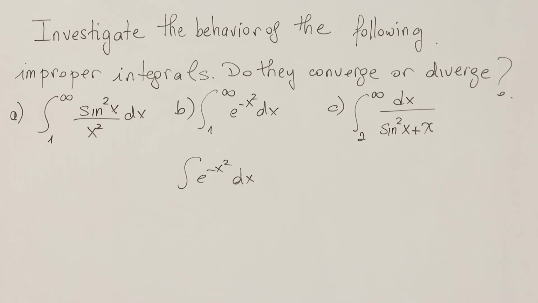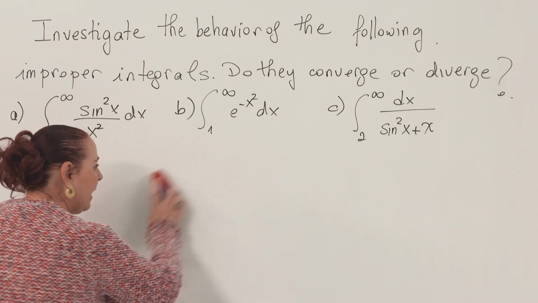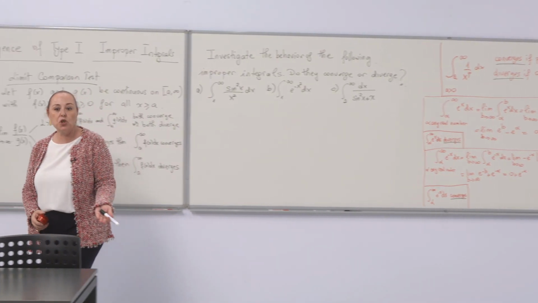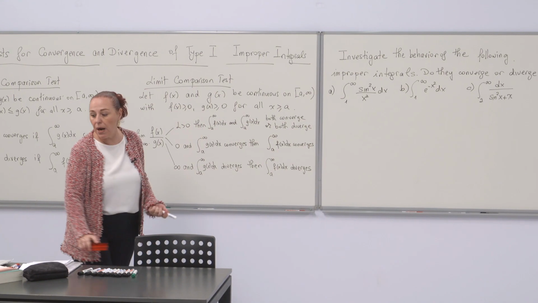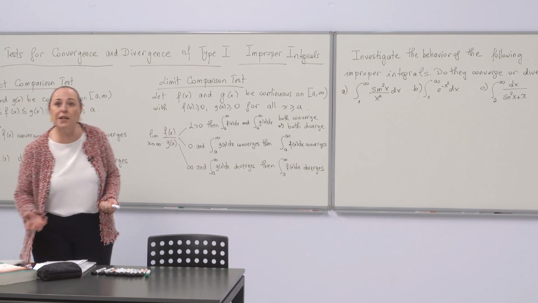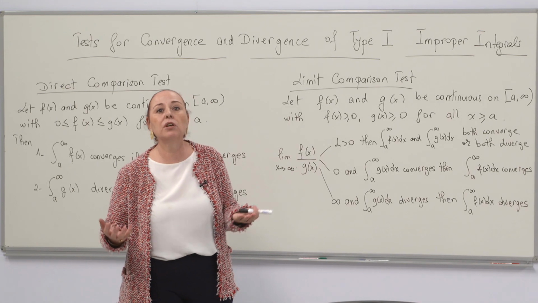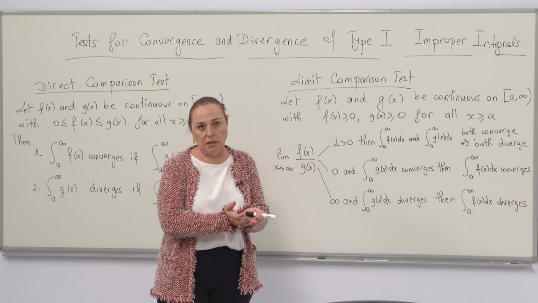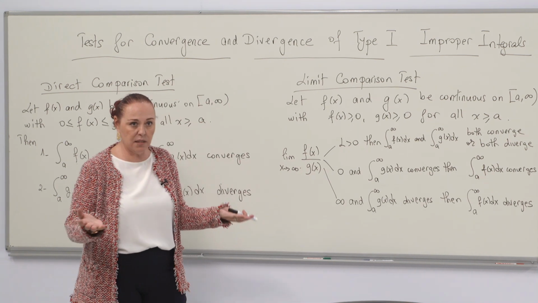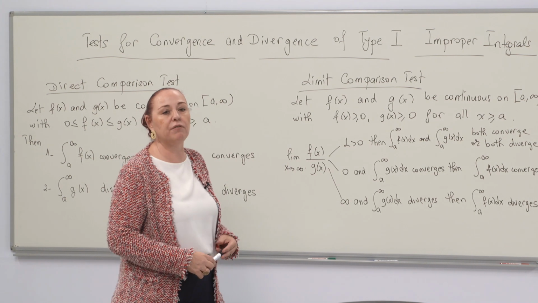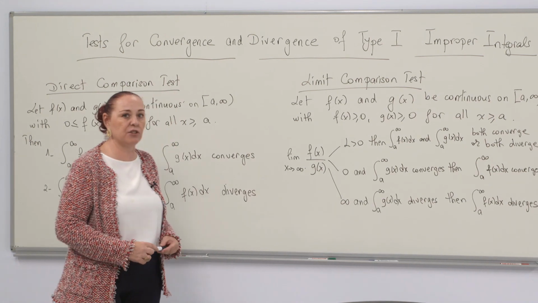The tests will only tell us the behavior. It will tell us if it is convergent or divergent. But in the case of convergence, it's not going to tell the answer. In order to find the answer, you still have to evaluate the improper integral.